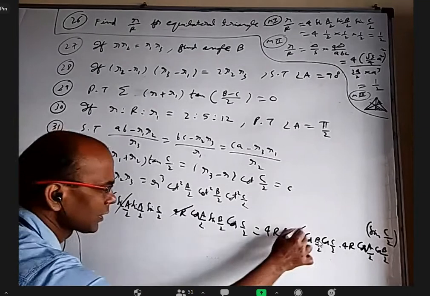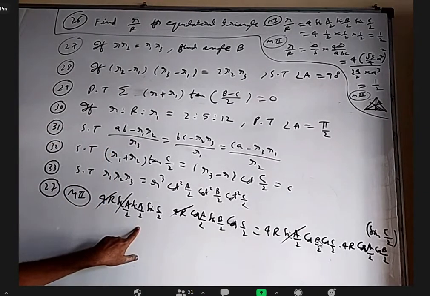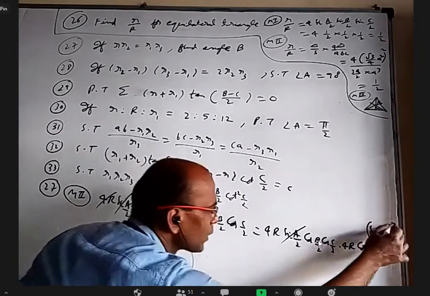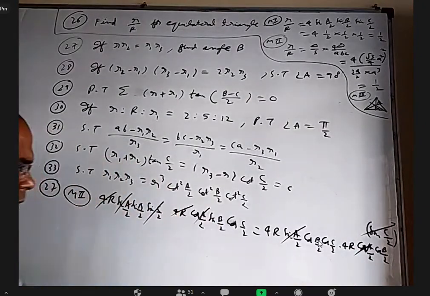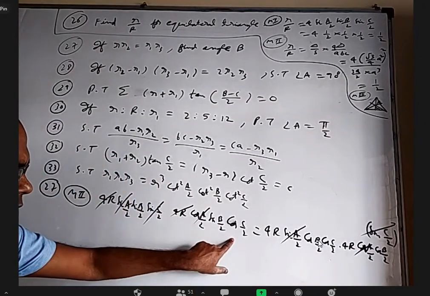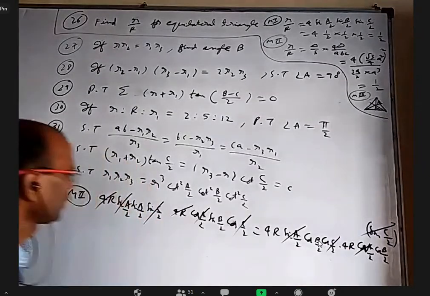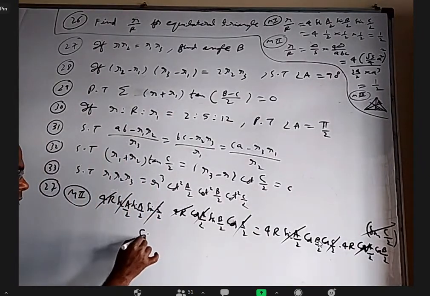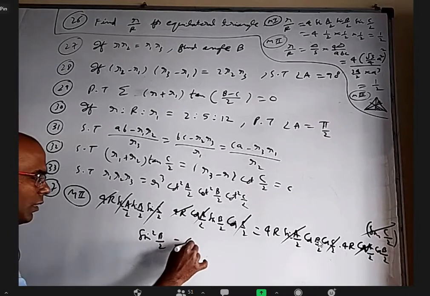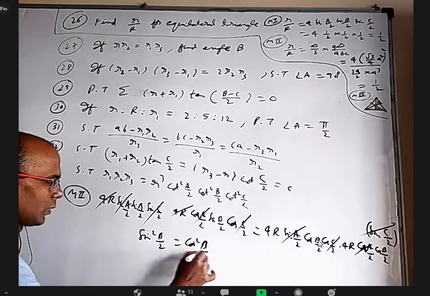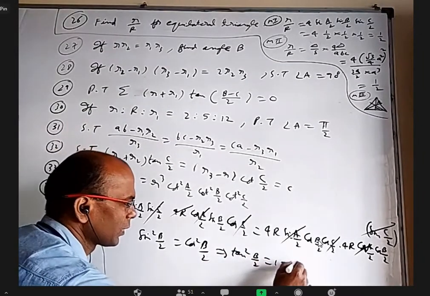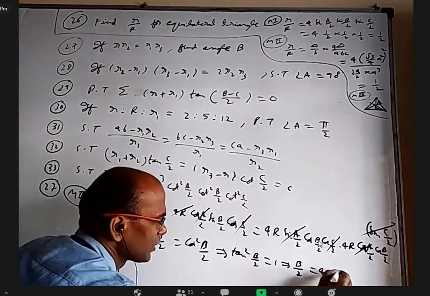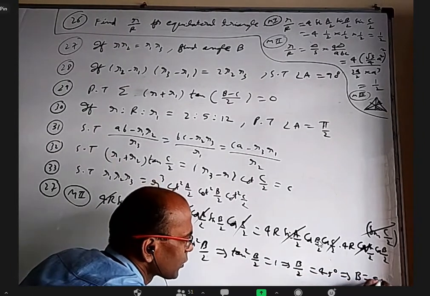Sin A by 2 I can cancel. Sin B by 2 I cannot cancel. Sin C by 2 I can cancel. Cos A by 2 I can cancel. Sin B by 2 I cannot cancel. Cos C by 2 I can cancel. So here I am left with sin square B by 2, there I am left with cos square B by 2. So we got the same tan square B by 2 equal to 1. B by 2 is 45 degrees and B is 90 degrees.